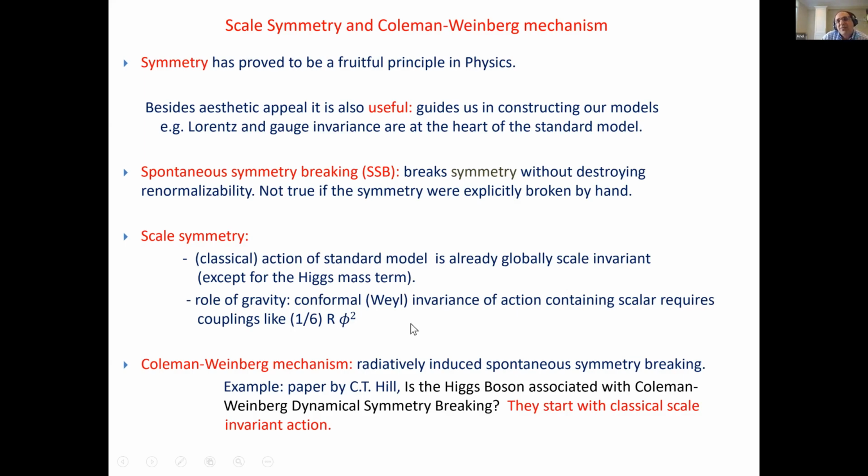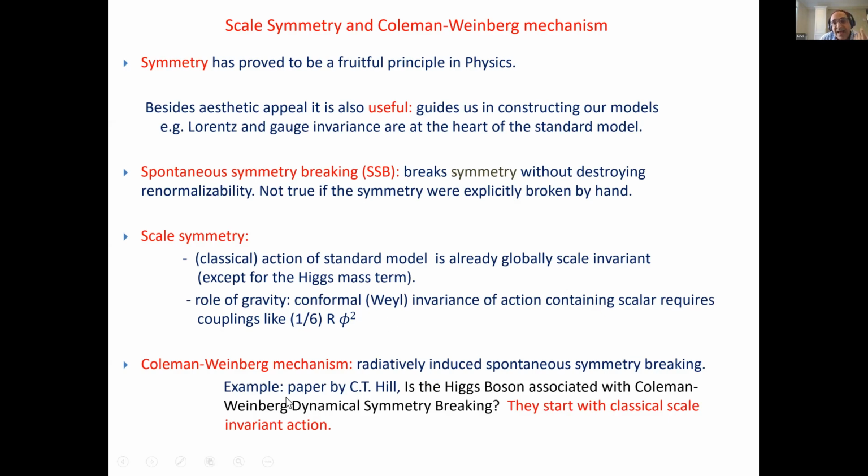Now, if you have a conformally invariant action and you don't have a mass term, how are you going to create the spontaneous symmetry breaking? Well, there was a mechanism quite a while ago by Coleman and Weinberg: through quantum corrections, you change the potential to a point that you now get spontaneous symmetry breaking. It's called radiatively induced spontaneous symmetry breaking.